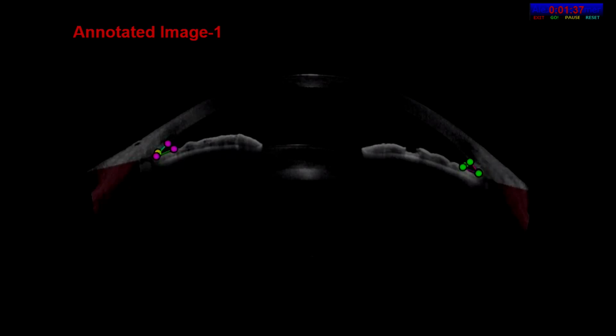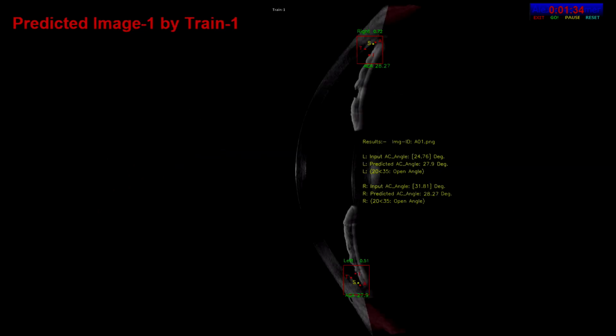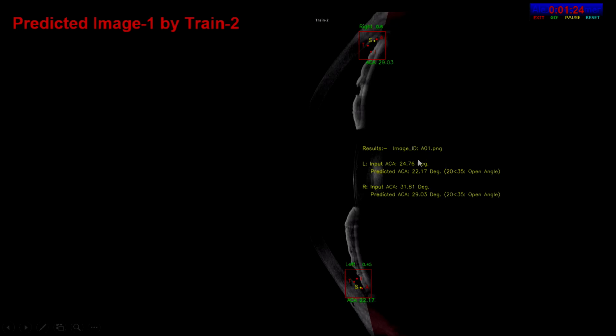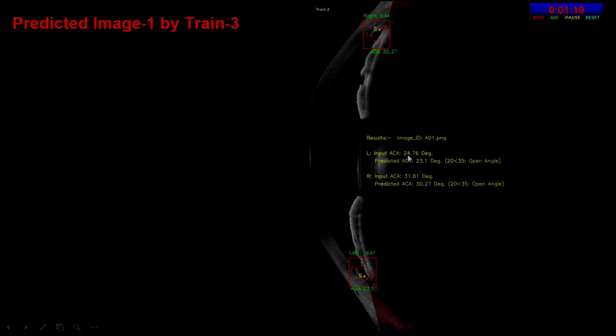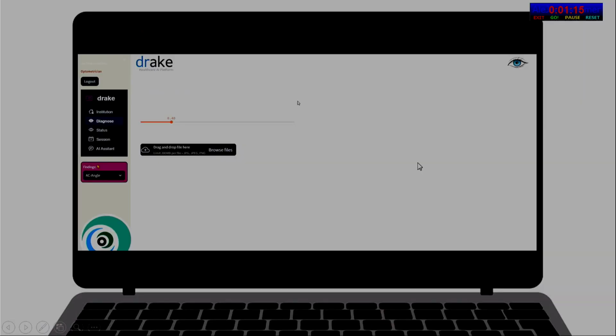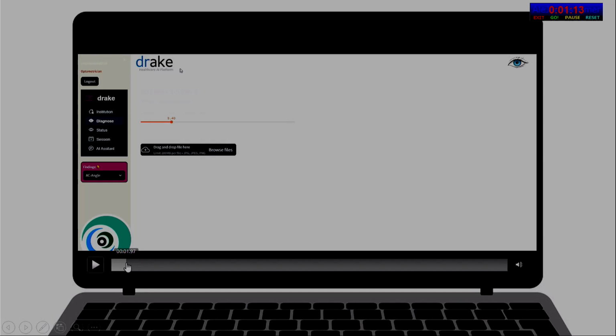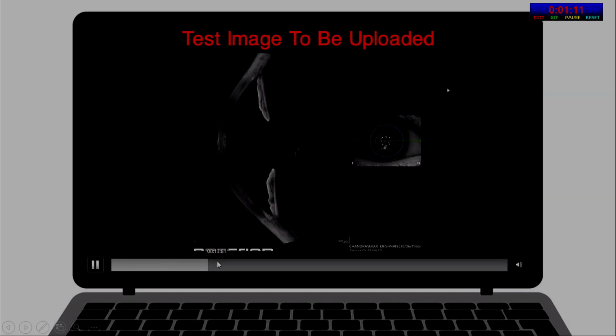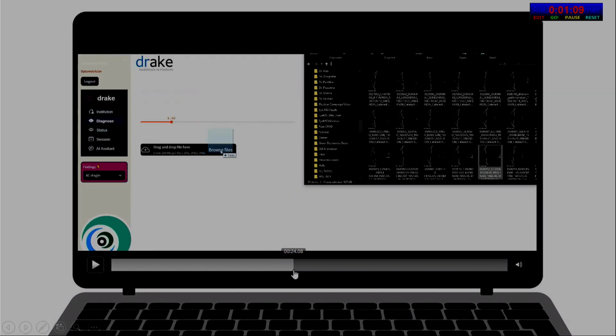And this is the annotated image that we do. And when you are training and get the image 1, see what the anterior chamber angle is. It is 24.76 and the predicted is 27. There is a difference of around 3. Then you can see it is a difference of only 2 in test 2. And finally in test 3 you can see the 24.7 is almost as close as 23.1. So it's coming as close as possible. So this is an offline app where you just need to take the image of the anterior segment OCT or the anterior or the UBM.